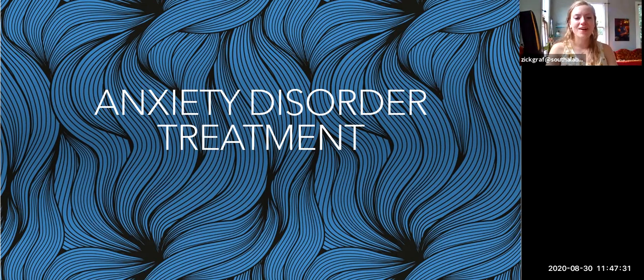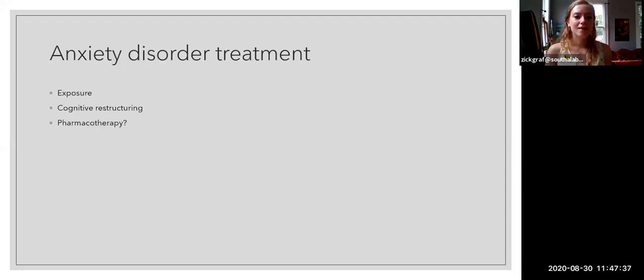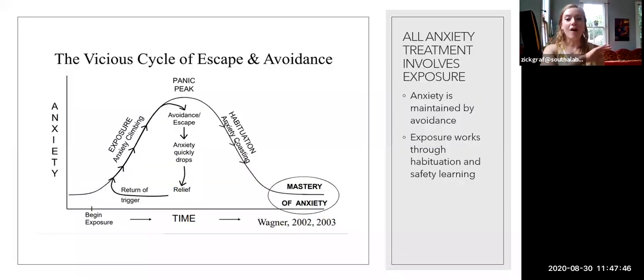Okay, so we're going to talk about anxiety disorder treatment more broadly. We talked a little bit about some GAD specific interventions, but overall, anxiety treatment has two key components and then one sort of optional component. So all anxiety treatment, all effective treatment for anxiety involves exposure because all anxiety is maintained by avoidance.